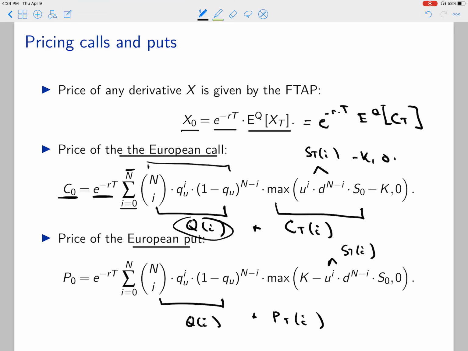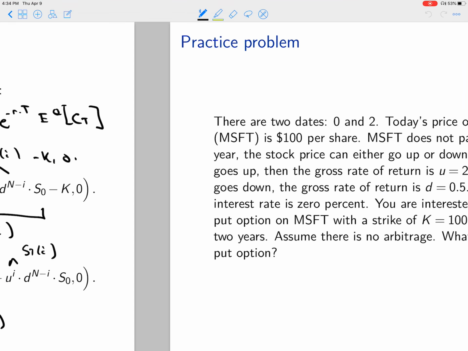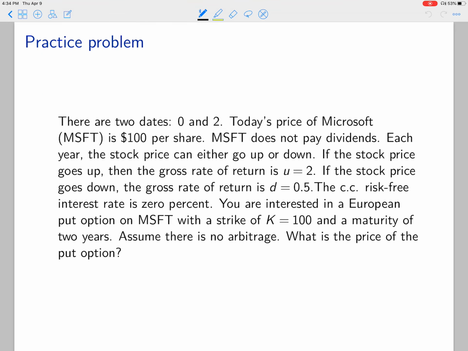Okay. So that's a lot to take in. Let's get a quick little water break in, and we will then do 2 practice problems in which we apply this to arrive at the call and put prices. So I'll give you a little water break and we'll meet back up in a second.